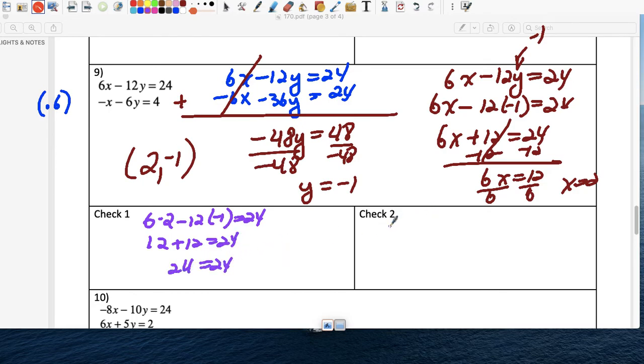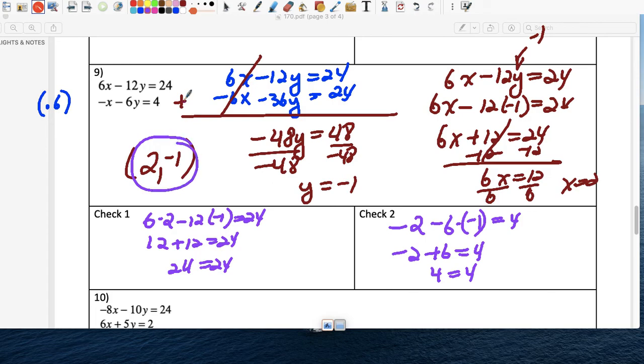Equation 2, we got minus, and replace that with x, which is 2. That's minus 6 times negative 1 equals 4. Put a parenthesis. So negative 2 and negative 6 and negative 1 is plus 6 equals 4. Negative 2 plus 6 is 4. So it works for it. So this particular point satisfies equation 1 and equation 2.